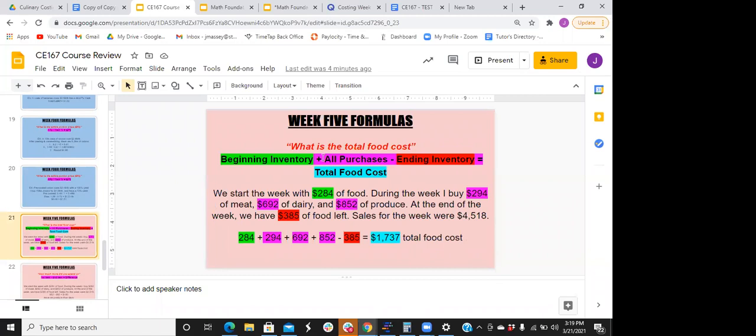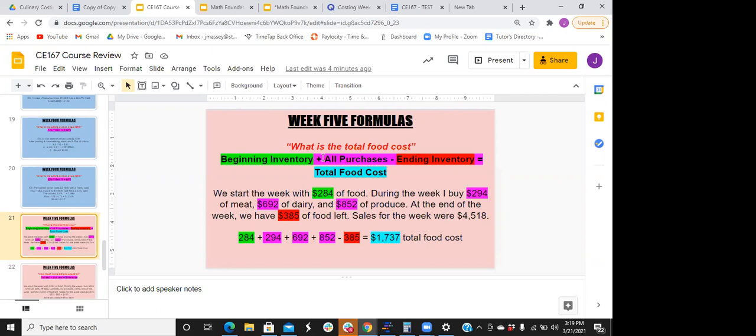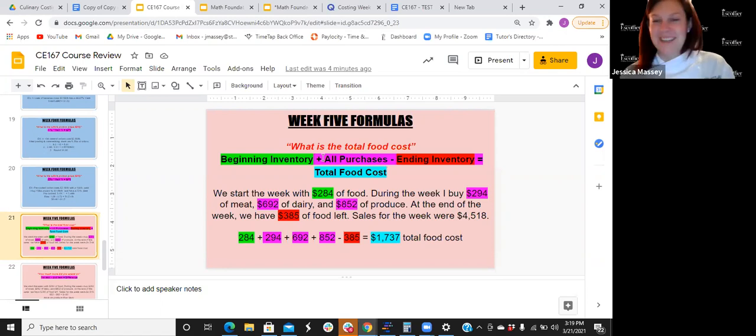Your beginning inventory plus all your purchases, so everything you bought throughout the week, minus your ending inventory. This gets your total food cost. So think of it like you have your pantry in your kitchen right now. You have food in your pantry, right? Hopefully, I hope you do. If you don't, we should be having a different conversation. But you got your food in your pantry right now.